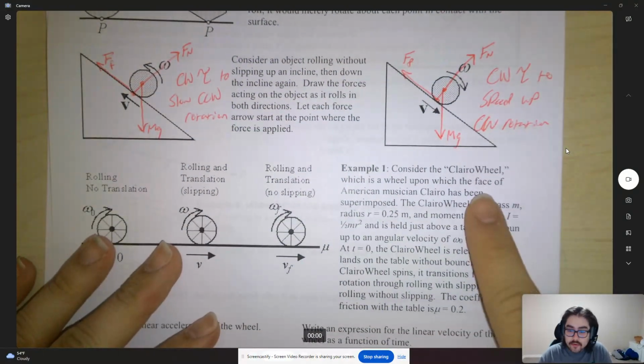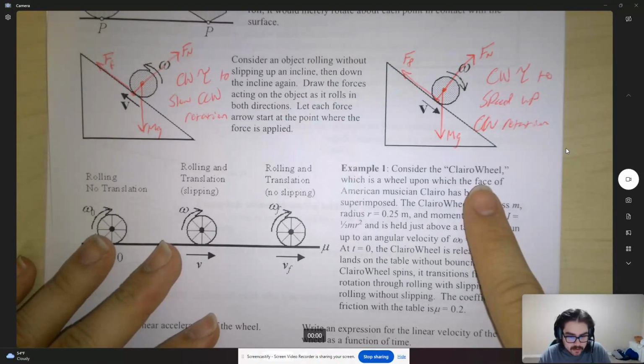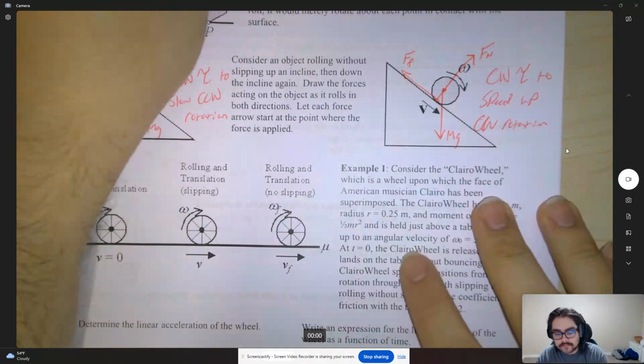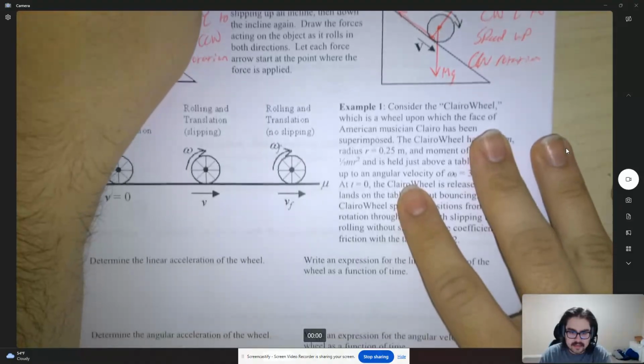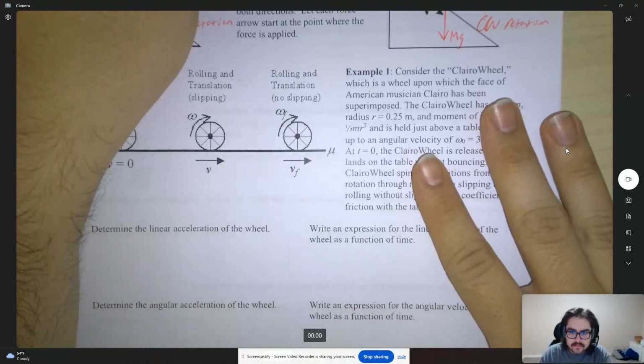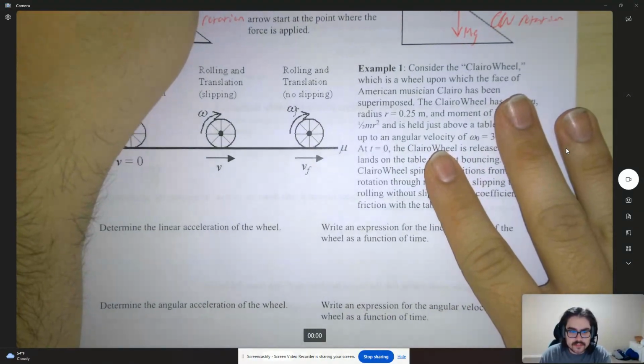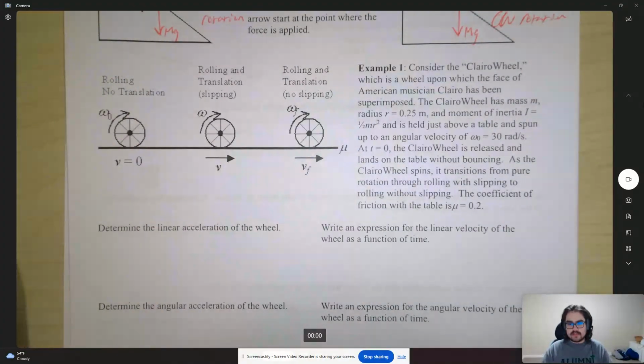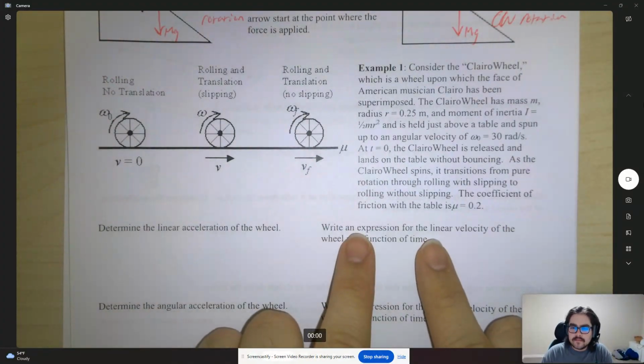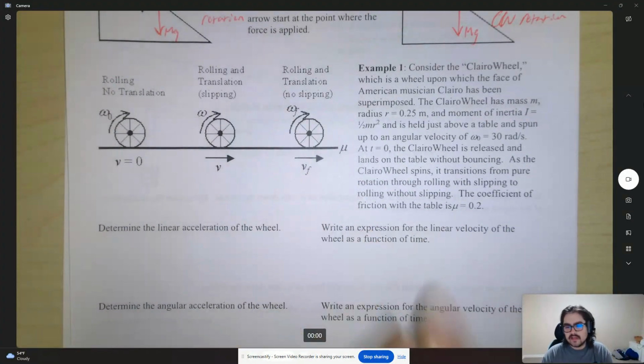I mentioned the Claro wheel because I'm a fan of Claro now. So this is the Claro wheel, which means nothing in the grand scheme of the problem.